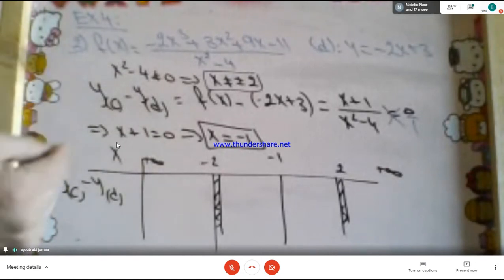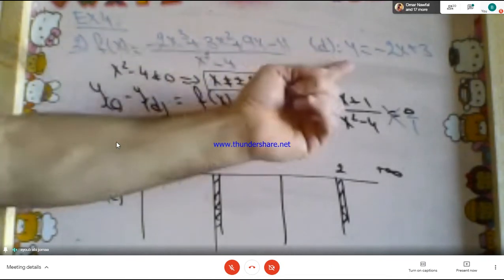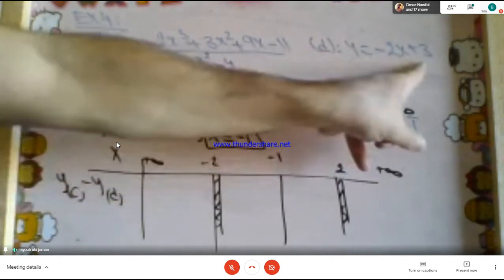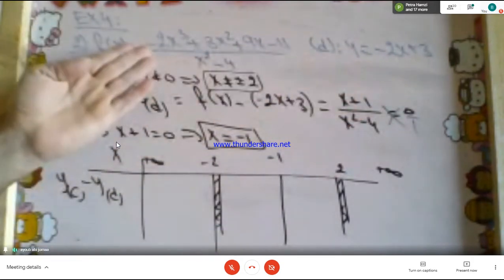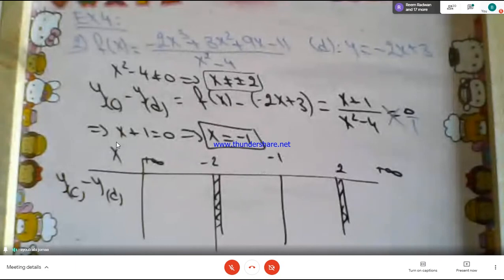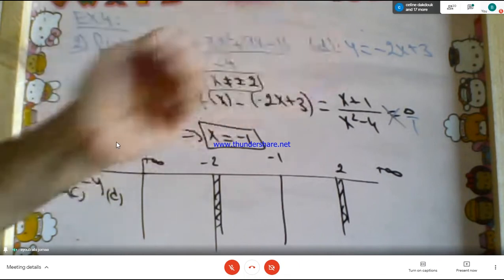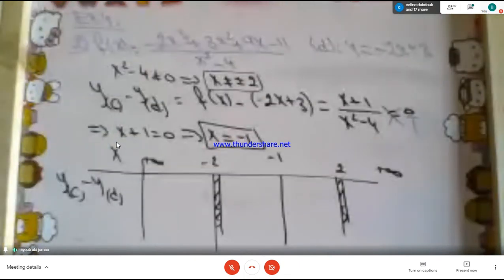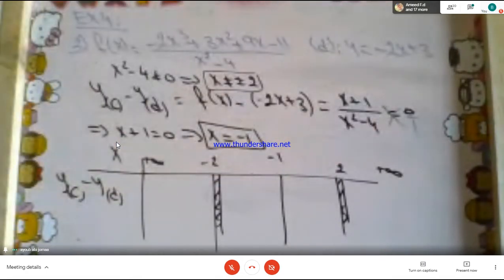Any point on the curve, the y value, it is f of x. Any point on the straight line, the y value, it is negative 2x plus 3. This is the y value of any point on the line. This is the y value of any point on the curve. Any point on the curve of a function f has coordinates x, f of x. So the y value of any point on the curve is f of x. For the straight line, the y value of any point on it is negative 2x plus 3. You got the point?